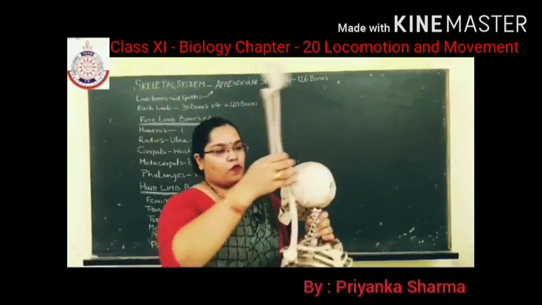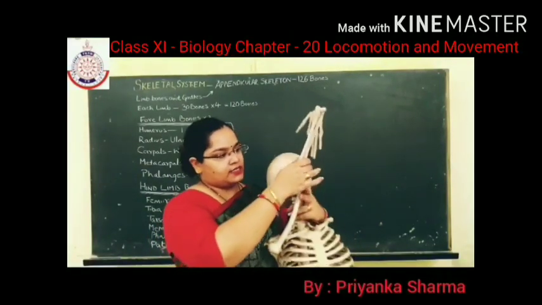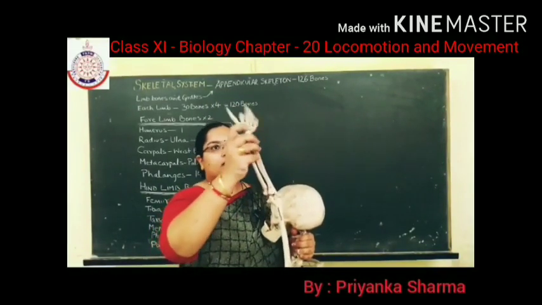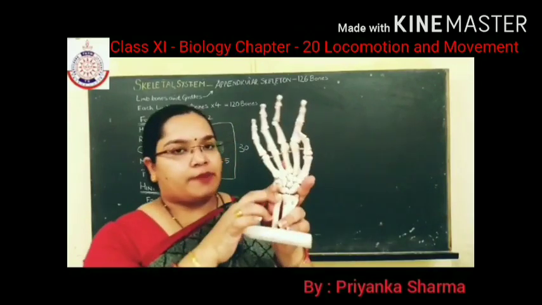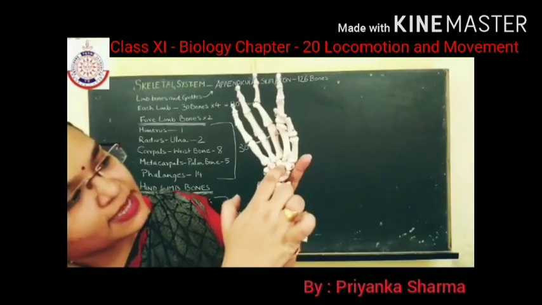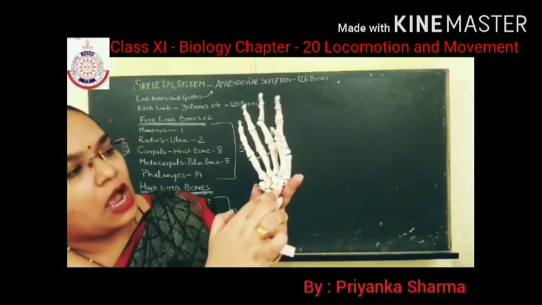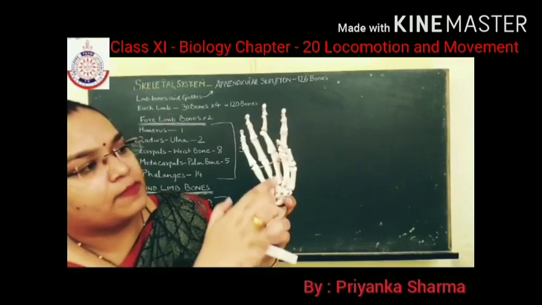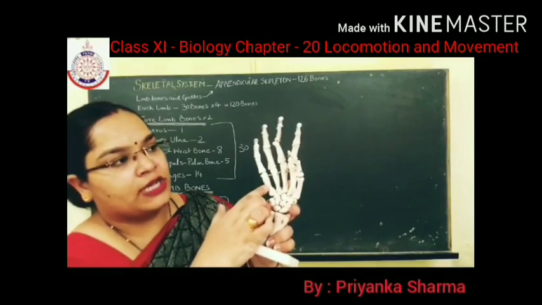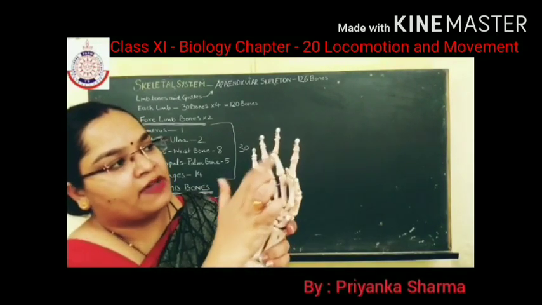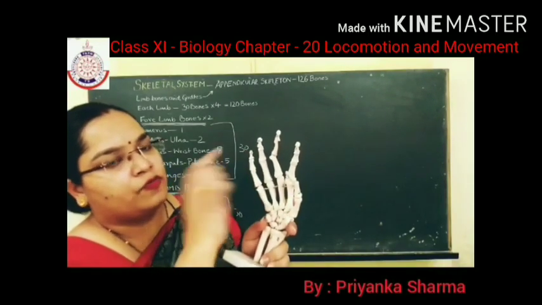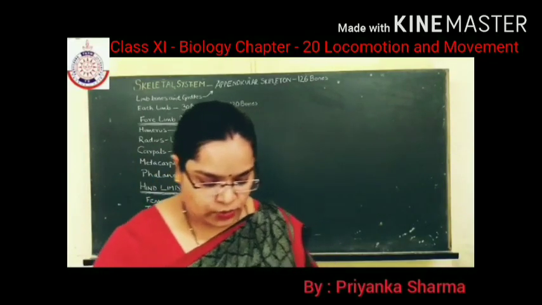So this is the forelimb of the skeleton and it consists of the humerus, radius, ulna. Then here there will be carpals. Our carpals are 8 in number: 1, 2, 3, 4, 5, 6, 7, 8. Then after carpals, metacarpals, 5 in number: 1, 2, 3, 4, 5. Then phalanges, 14 in number. I hope it's clear to everyone.